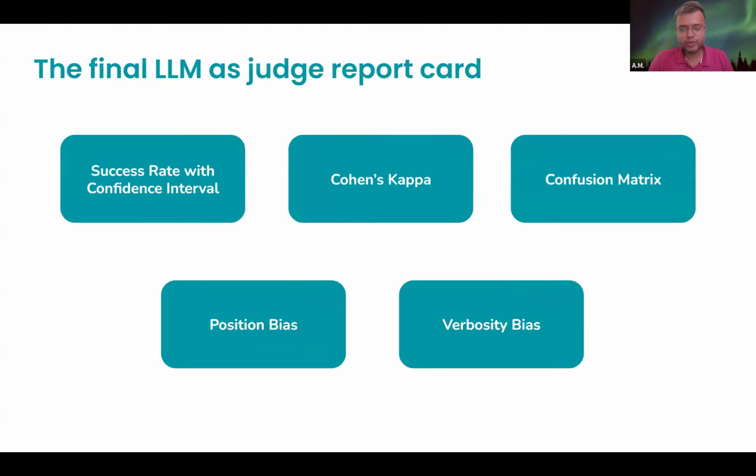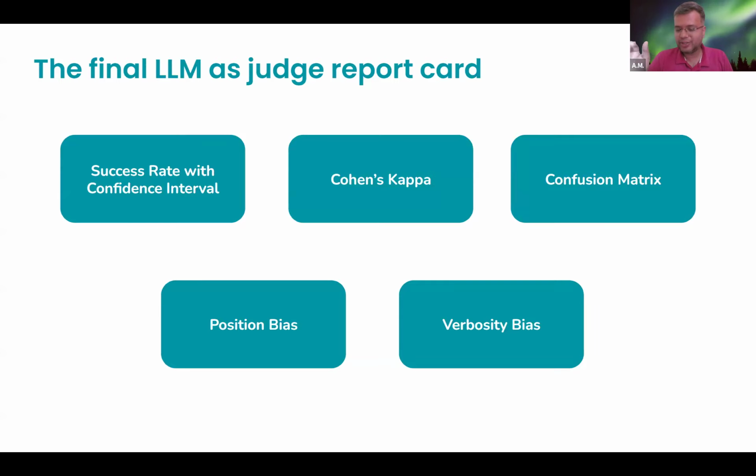Okay. So this is the overall scorecard that you can keep in mind when you're trying to assess LLM as judge. You should always measure your success rate with a confidence interval. Along with that, you should also calculate something called Cohen's kappa, which helps you understand how much the LLM as judge is in agreement with the SME, and how much of that agreement is actual agreement and how much is just pure randomness.